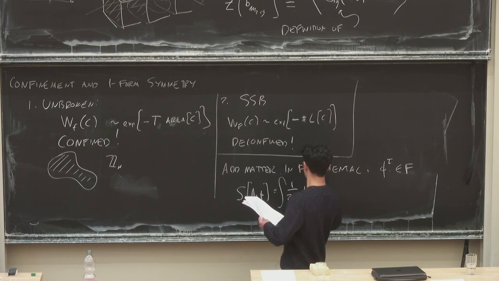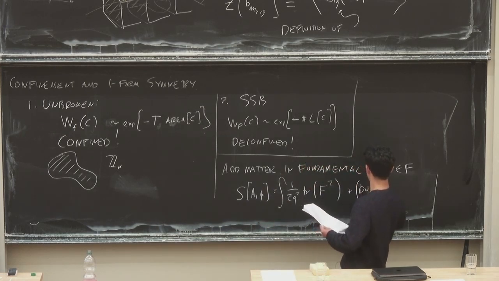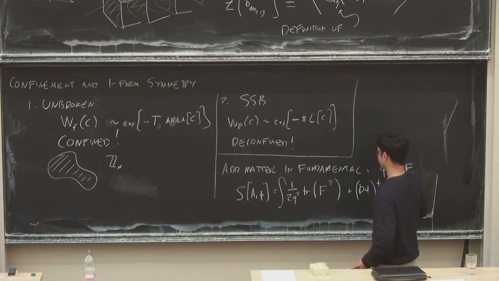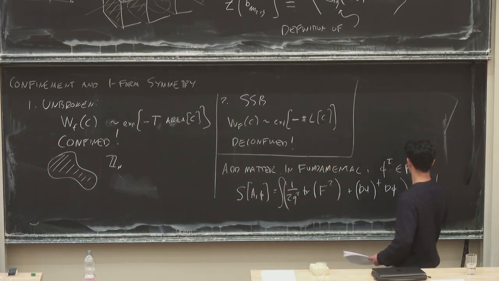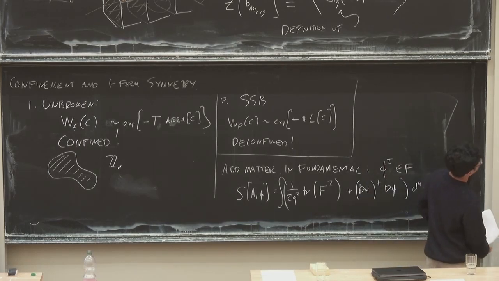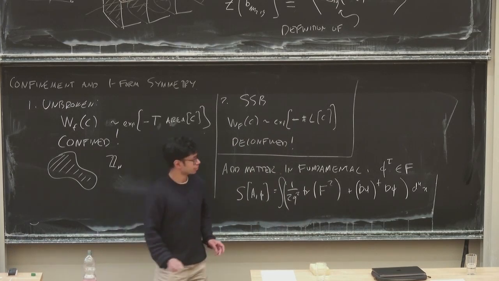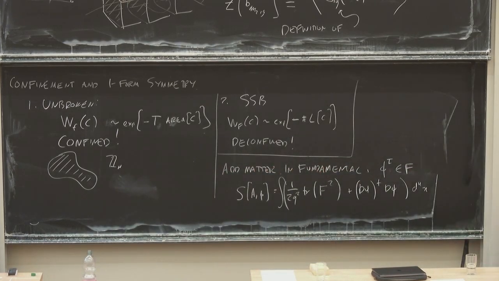1 over 2g squared, trace of F squared, plus d phi dagger d phi, integral d4x. Has everyone seen this? Actually, maybe I'm going to leave that board untouched. It's good to keep it there. So I'll start erasing the other ones. So what happens is, when you add matter in the fundamental, you explicitly break the one-form symmetry. It's gone. Okay? So I want everyone to think about that while I erase the board.